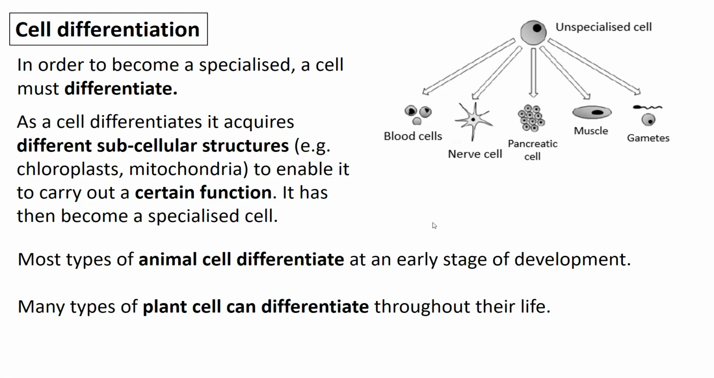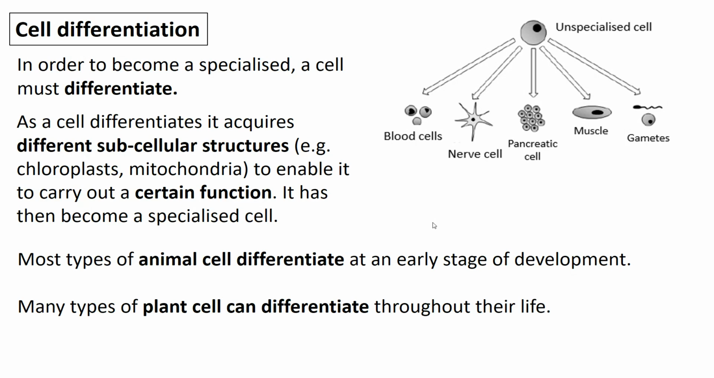So in order for a cell to become specialized, a cell must differentiate. As it differentiates, it acquires different subcellular structures to enable it to carry out a certain function. Now, you have to know that definition of how a cell becomes specialized. So the bits in bold, the different subcellular structures, and the certain function, they're the bits to remember in any description of how a cell differentiates.